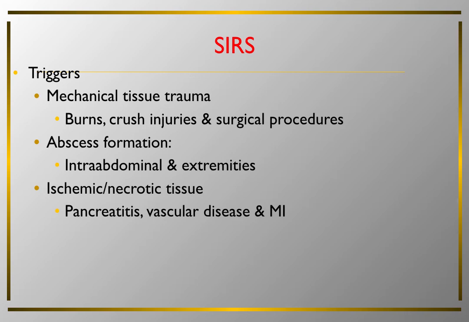So SIRS triggers can include mechanical tissue trauma. So this would be, for instance, burns, crush injuries from an accident, or even surgical procedures. Then also abscess formation, such as intra-abdominal, and then ischemic necrotic tissue, such as pancreatitis, which is when the pancreas is kind of eating itself because of autodigestion from inflammation. The amylase and lipase don't get activated in the duodenum, they get activated in the pancreas. Or other ischemic necrotic tissues such as vascular disease or MI.